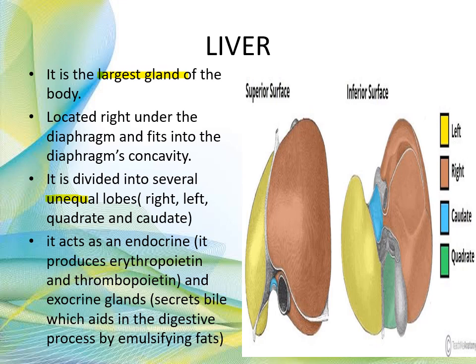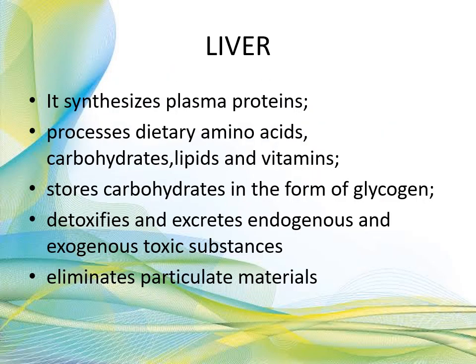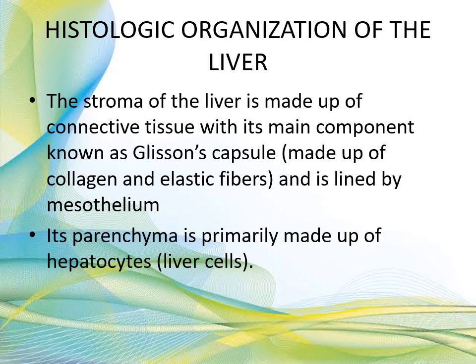So it acts as an endocrine gland. It produces erythropoietin and thrombopoietin, and as an exocrine gland, secretes bile, which aids in the digestive processing by emulsifying fats. Yung erythropoietin and thrombopoietin, it is involved sa red blood cells and platelets. So it synthesizes plasma proteins, processes dietary amino acids, stores carbohydrates in the form of glycogen, detoxifies and excretes endogenous and exogenous toxic substances, and eliminates particulate materials.